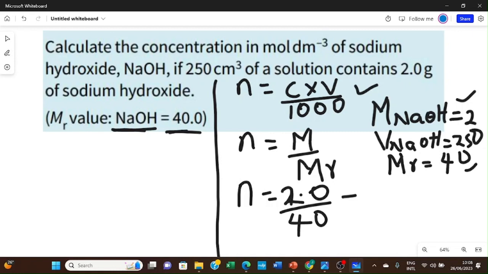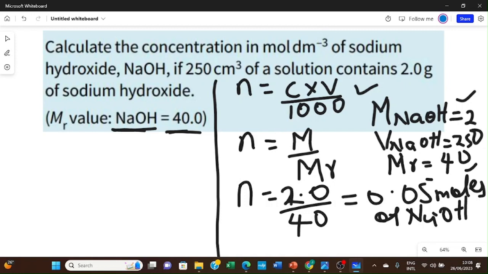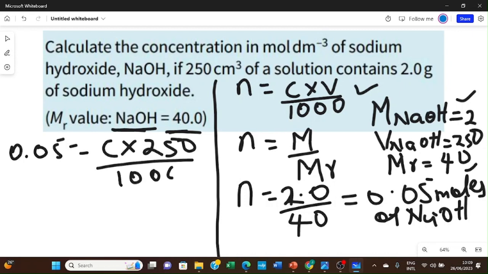So the number of moles now will be equal to 0.05 moles of sodium hydroxide. So it's as simple as ABC. Since we've gotten the number of moles, the next thing to do now, we'll apply this formula. Number of moles, which is 0.05, is equal to the concentration, C, times the volume, 250 divided by 1000. So what you do, you just need to cross multiply.